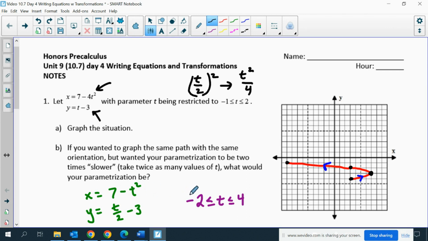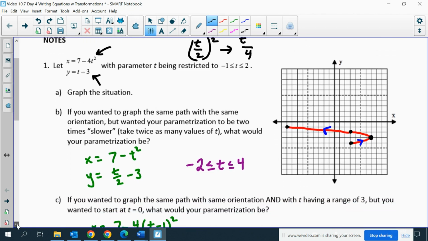And then in order to get to the same points, I need to take twice as many values of t to get there. So instead of going from -1 to 2, it's going to end up going from -2 to 4. And you can confirm this by plugging in -2 and plugging in 4 and see if you start and stop where you're supposed to.